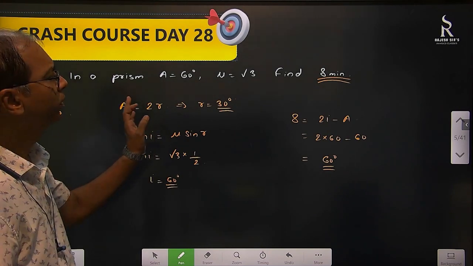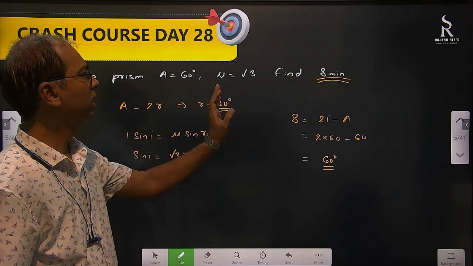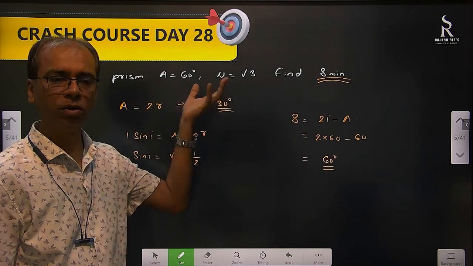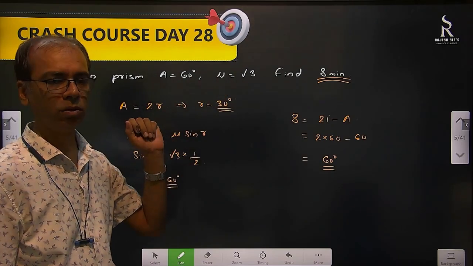We could have used the direct formula also, mu equal to sin of (A plus delta) by 2 by sin A by 2. That also we could have done.